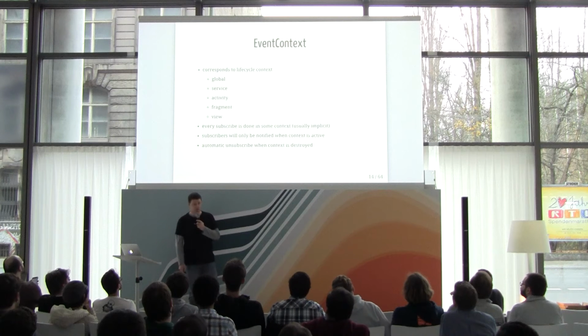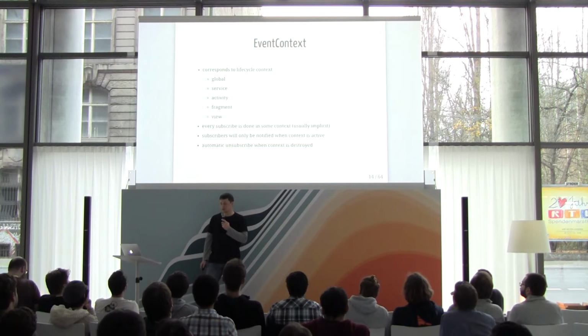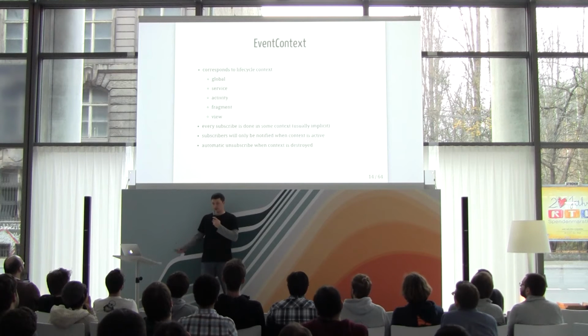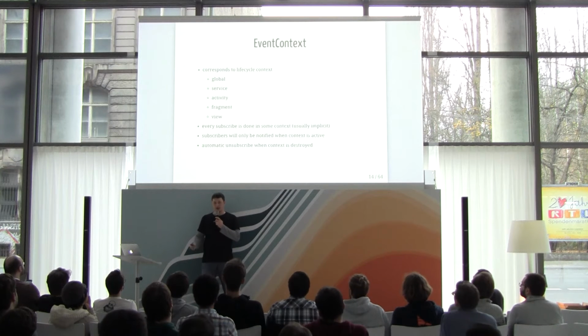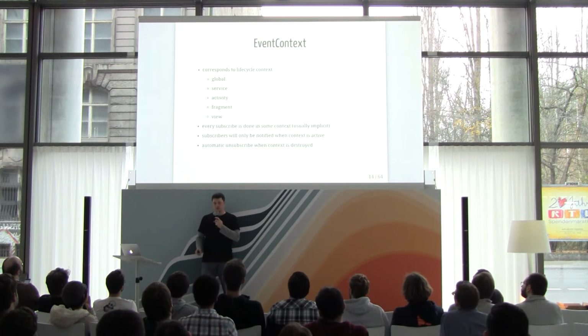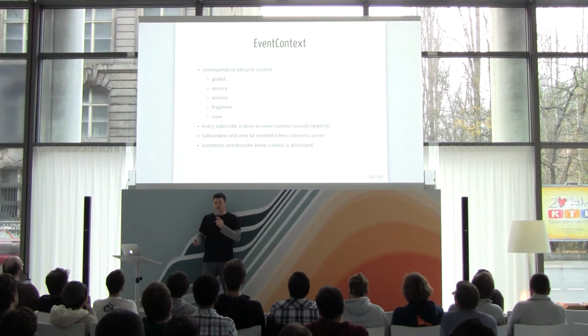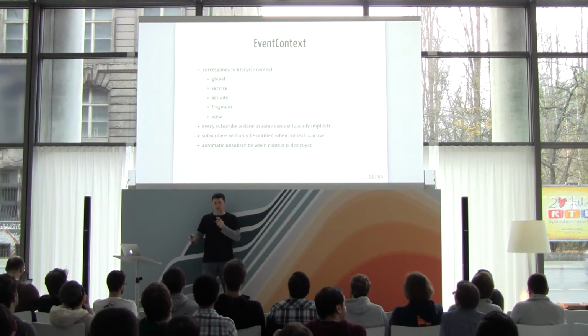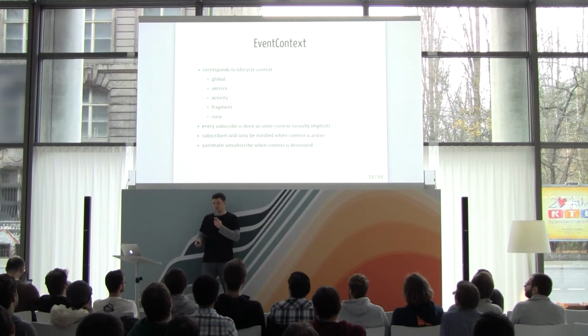There is one thing which I call event context. And this corresponds to the lifecycle of a component in Android. So we have global event context, we have service context, activity, fragment, view. This is something that actually tracks the lifecycle, and signals obey it. Every time you subscribe to a signal, you have some implicit event context. And when this context gets paused, all subscriptions in this context will be paused. This way, we have automatic pausing whenever your view goes out of screen.